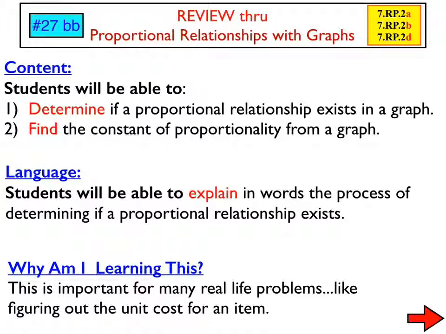Lesson 27 BB is a review lesson. We're going to put everything that we've been doing with proportional relationships together. So that was the ratios, the tables, the graphing. We're going to put all of them together in the same problem for you to match them all up to be extra certain that your answer is proportional or not proportional. And we're still finding that constant.